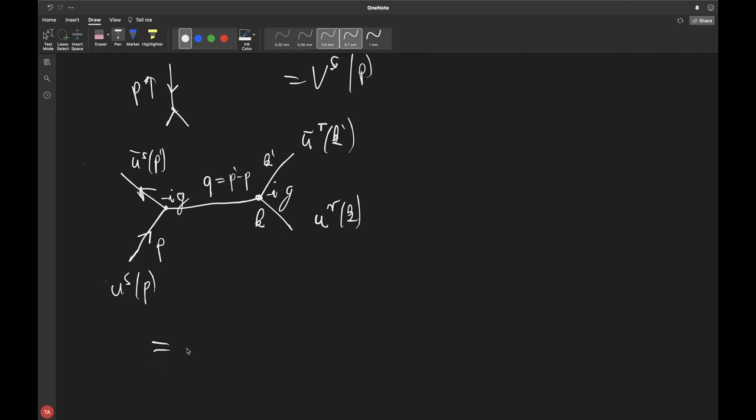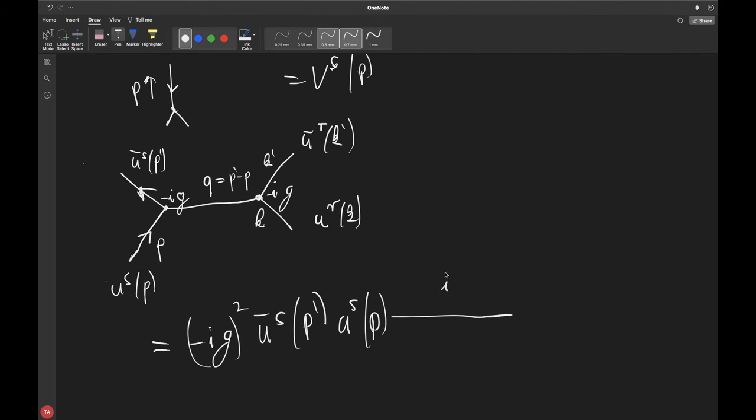So if we want to write this down, it is the same as minus i g squared, one here, and then we have u bar_s of p prime, u_s of p, and then i over (p minus p prime) squared minus m squared for the particle that's in here, plus i epsilon, and then we have u bar_r of k prime and u_r of k.